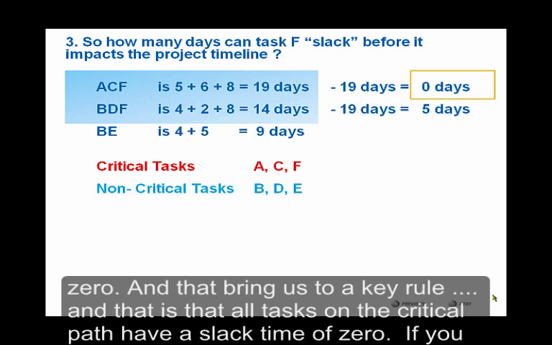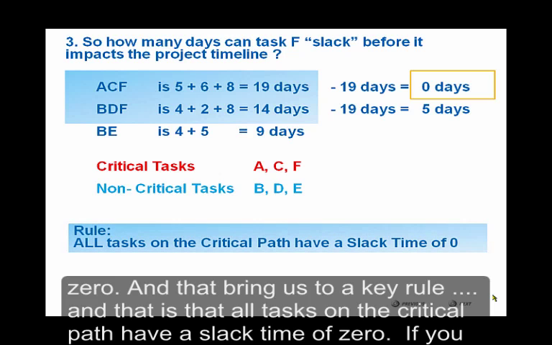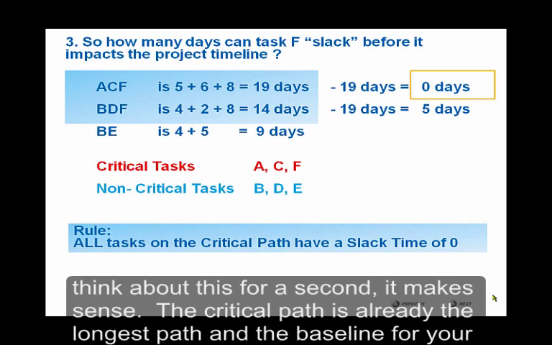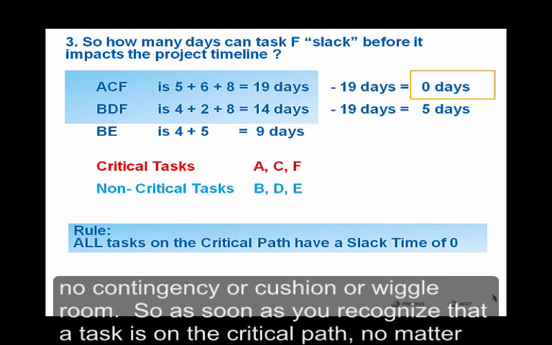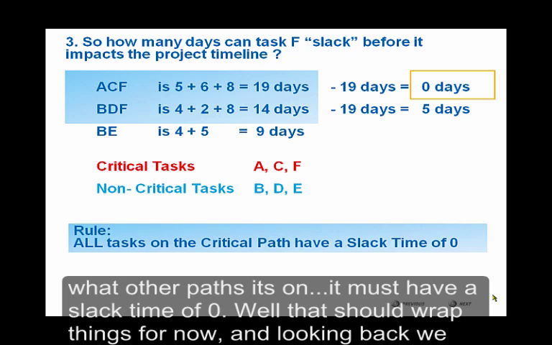And that brings us to a key rule, okay? And that is all tasks on the critical path have a slack time of 0. If you think about this for a second, it makes sense. The critical path is already the longest path and the baseline for your project timeline. If something on the critical path was to be delayed, it would have to extend the timeline. So there's no contingency or cushion or wiggle room. As soon as you recognize that a task is on the critical path, no matter what other path it's on, it must have a slack time of 0.